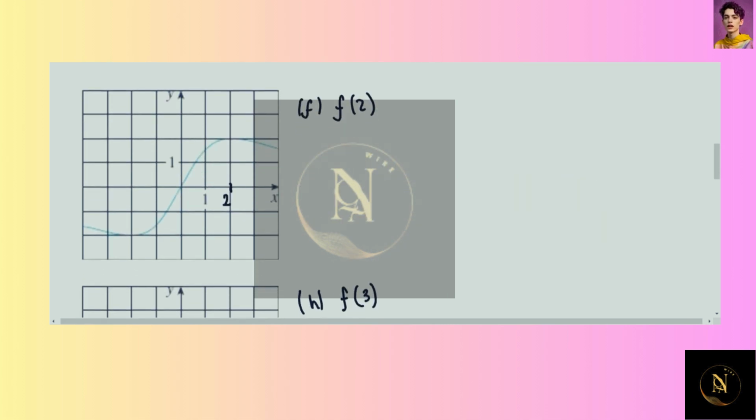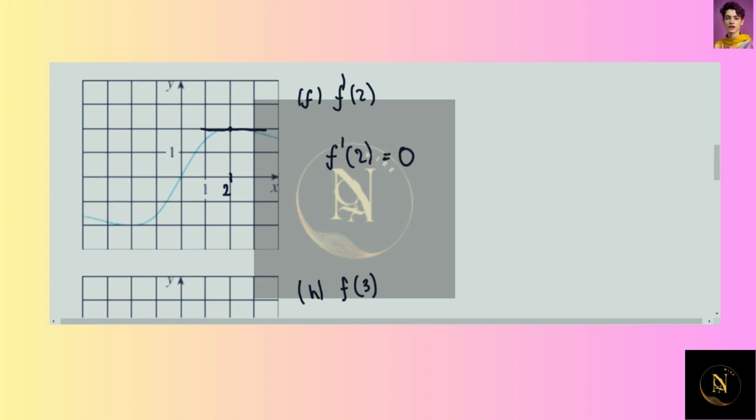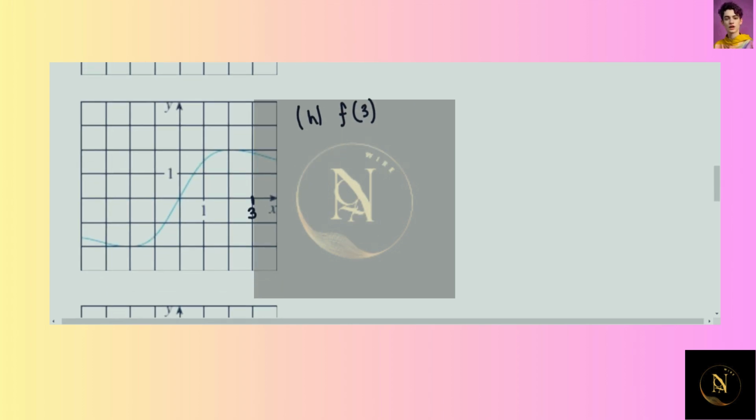The next derivative is at x equals 2. So at x equal to 2, as in the case of x minus 2, we will have a horizontal tangent line. So we just conclude that the derivative at the point x equal to 2 is equal to 0. Now, the derivative at x equal 3, we will have this in here, and we just try to draw our best tangent line. So, like this.